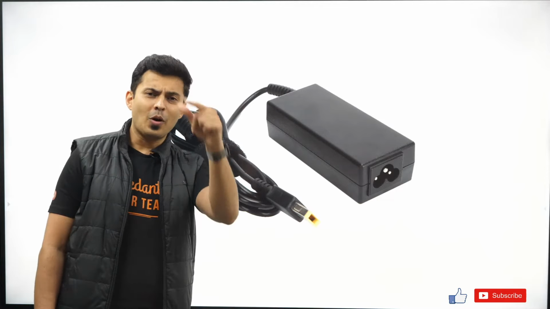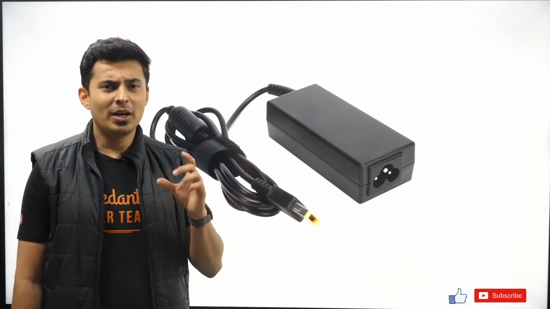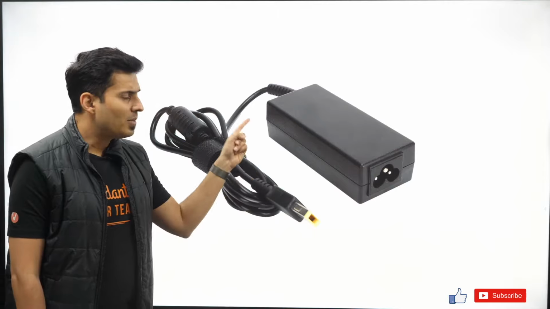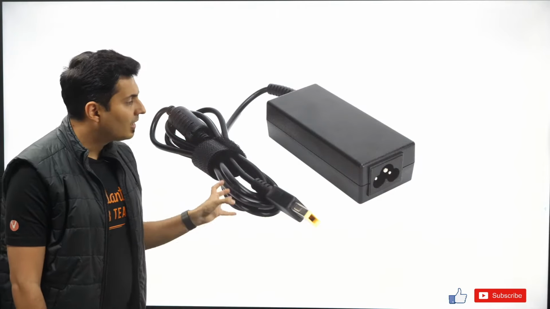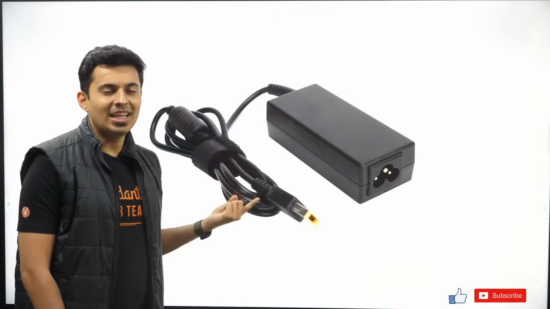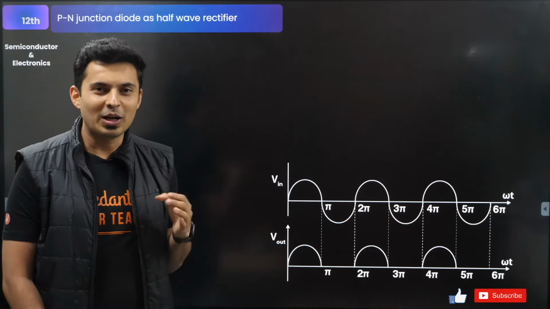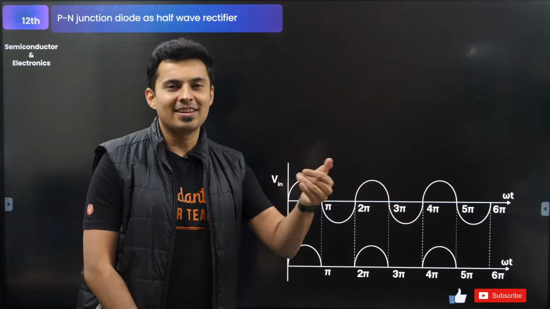There is another use of diodes. You might have definitely used chargers or adapters like this. They basically convert the AC current into the DC current. That process is called rectification. So diodes can also be used to convert AC to DC, basically as a rectifier.